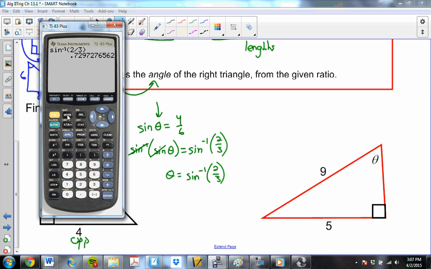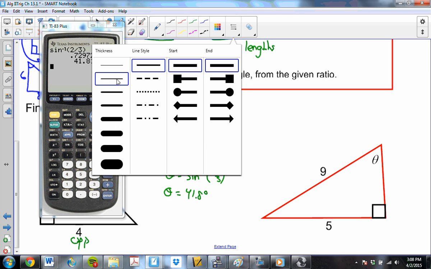So I do sine inverse of 2/3, and I get 41.8 degrees. The degree measure, the angle measure, was 41.8 degrees. So you use sine, cosine, or tangent inverse to find angle measures, and plain old sine, cosine, tangent to find side lengths.